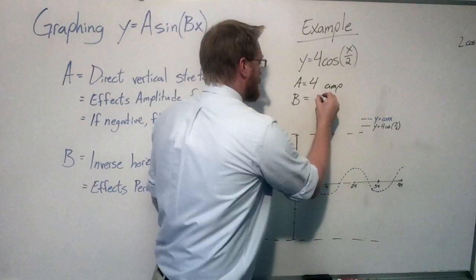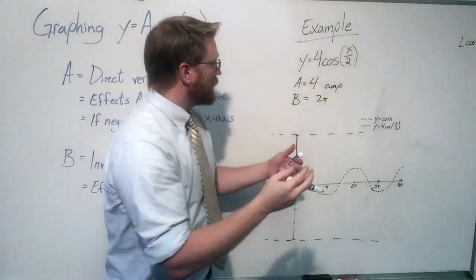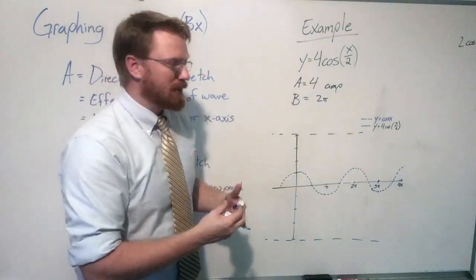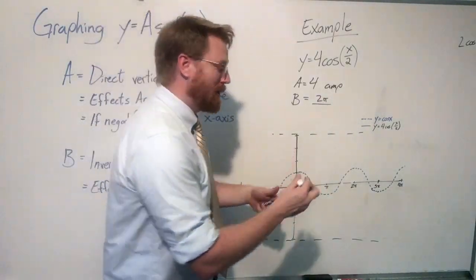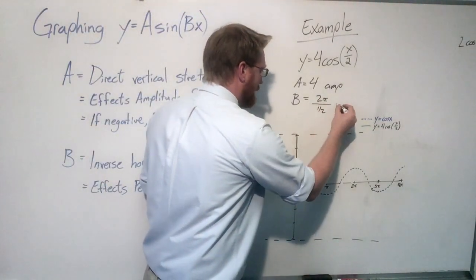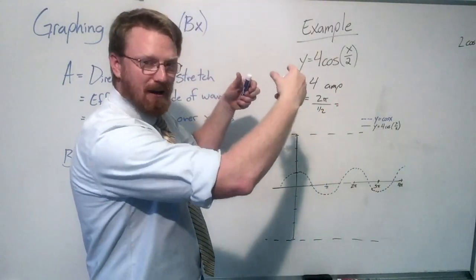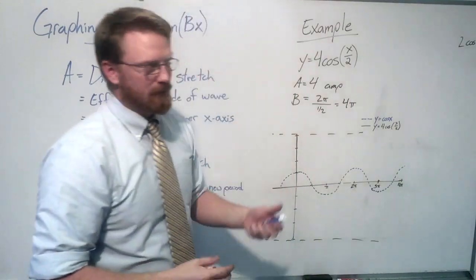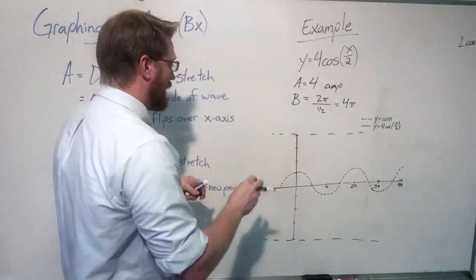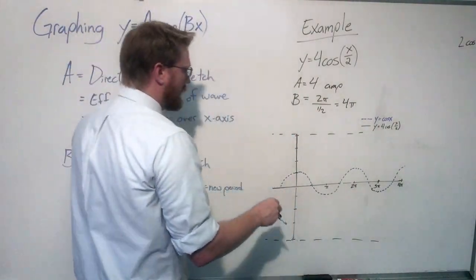So I need to take my original period for cosine. Thankfully, it's also 2 pi, same as sine. And I need to divide by that multiple, divide by that b term. So I'm actually dividing by a half, which is like multiplying by the reciprocal. It's really turning it into 4 pi. Divided by a half is really multiplying by 2. So now I have a high of 4, low of -4.